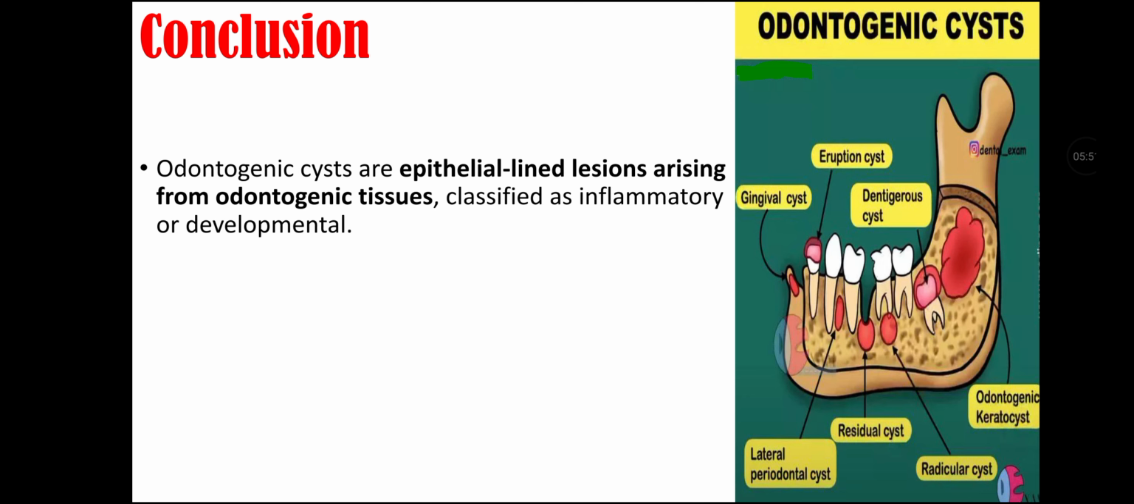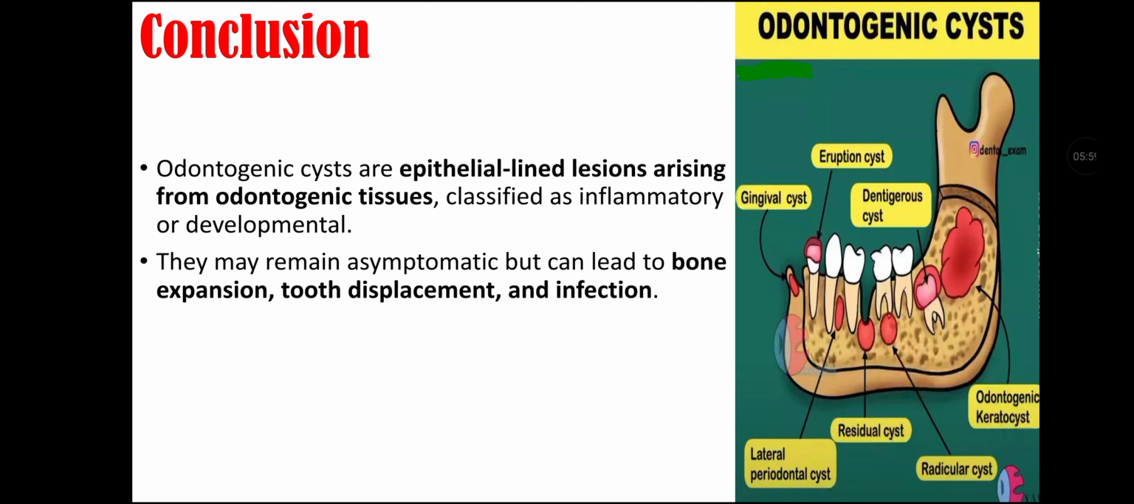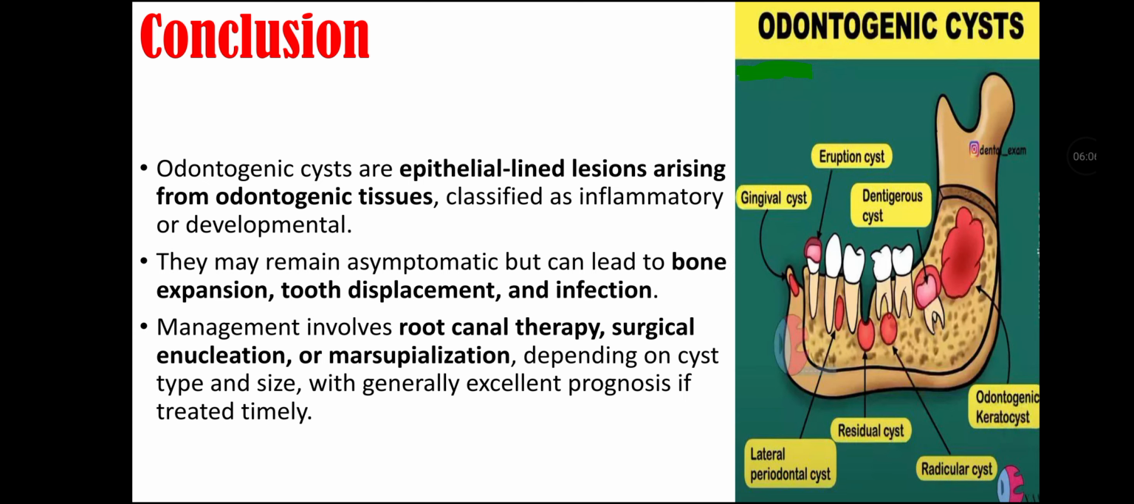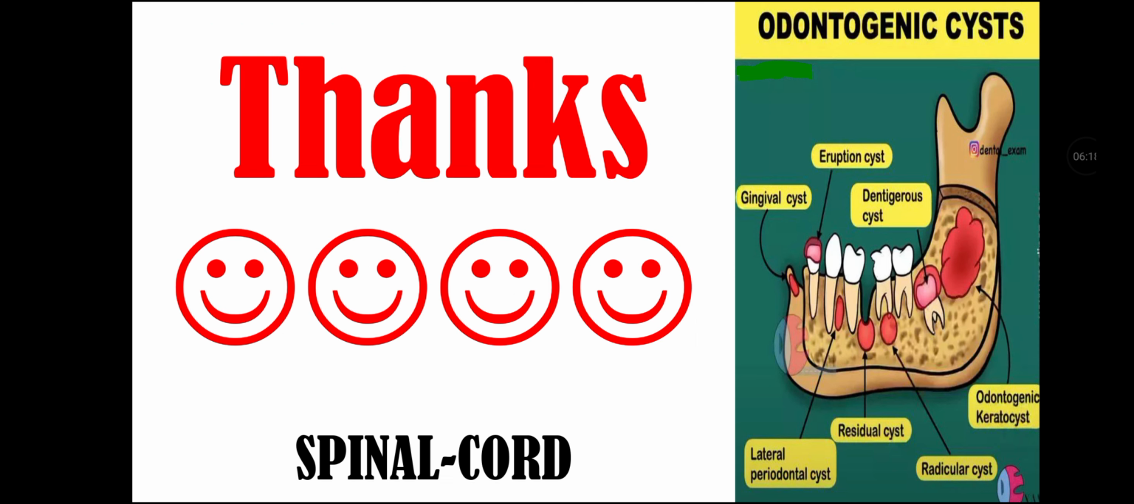Conclusion of this lecture video. Odontogenic cysts are epithelial lined lesions that arise from odontogenic tissue that is classified as inflammatory or developmental. They may remain asymptomatic but can lead to bone expansion, tooth displacement, and infection. Management involves root canal therapy, surgical enucleation, or marsupialization depending on the cyst type and size, with generally excellent prognosis if treated timely. And this was all about odontogenic cyst.